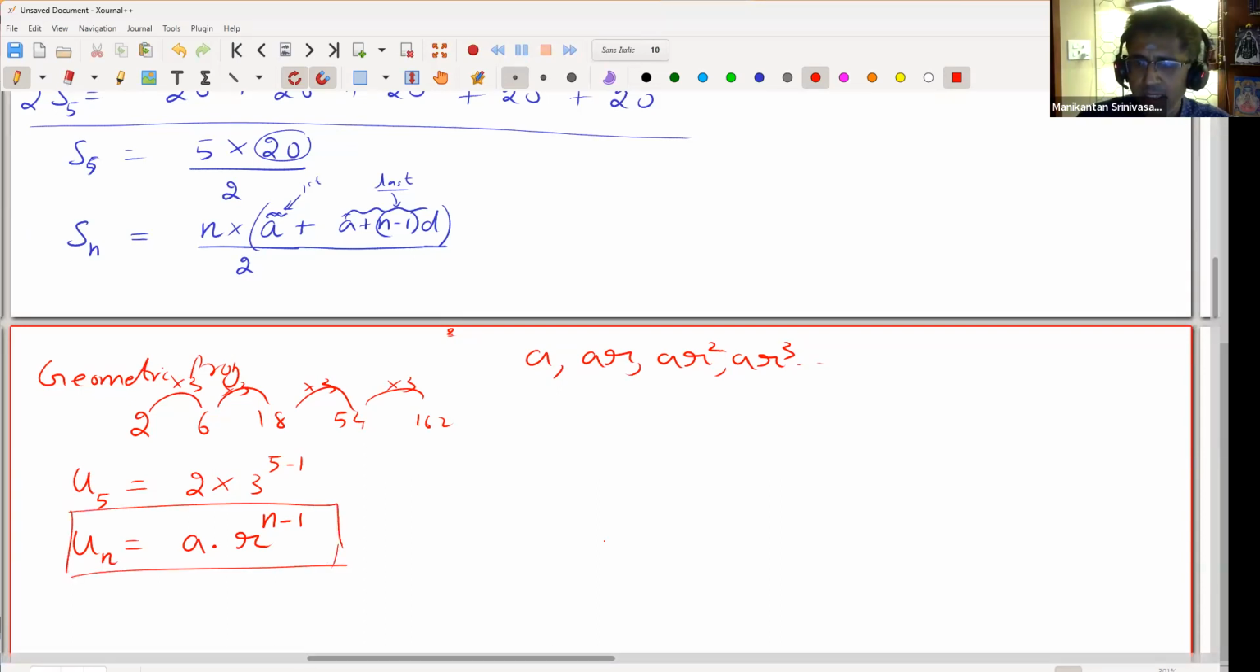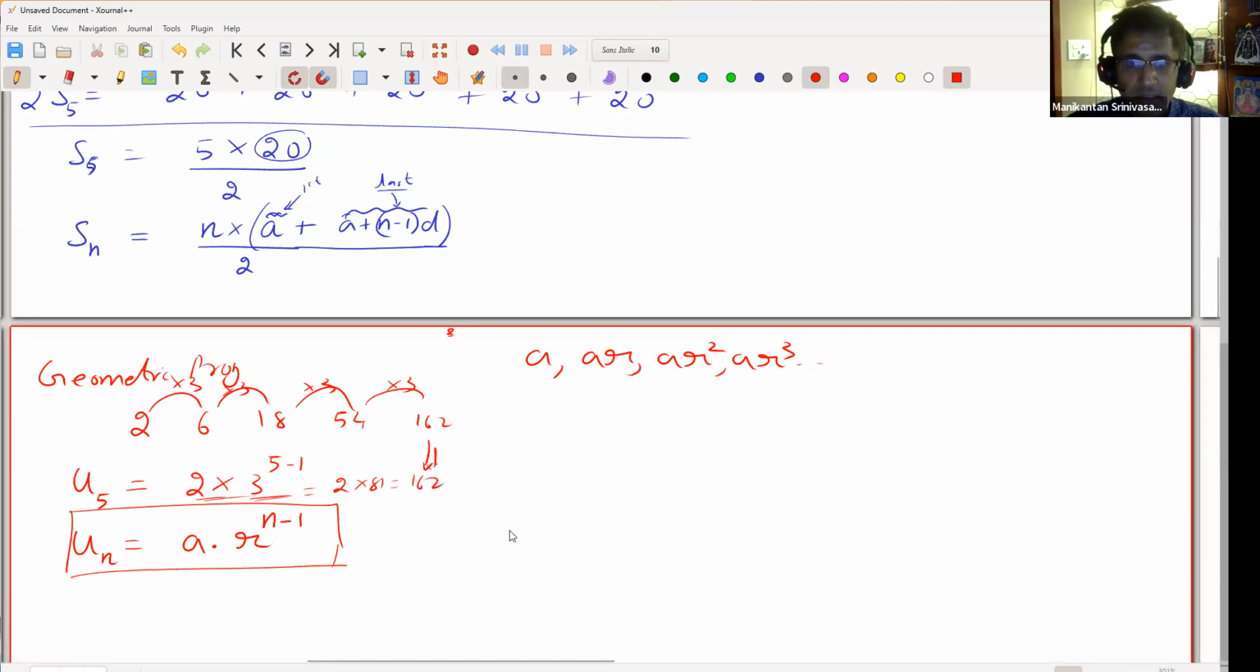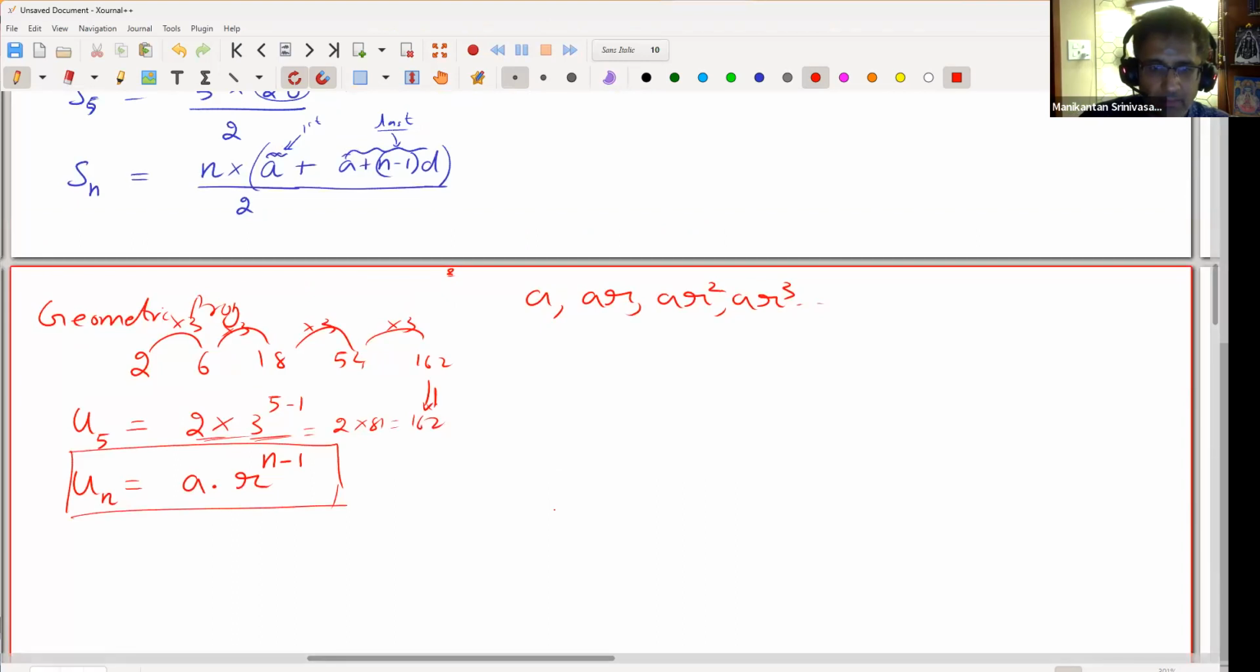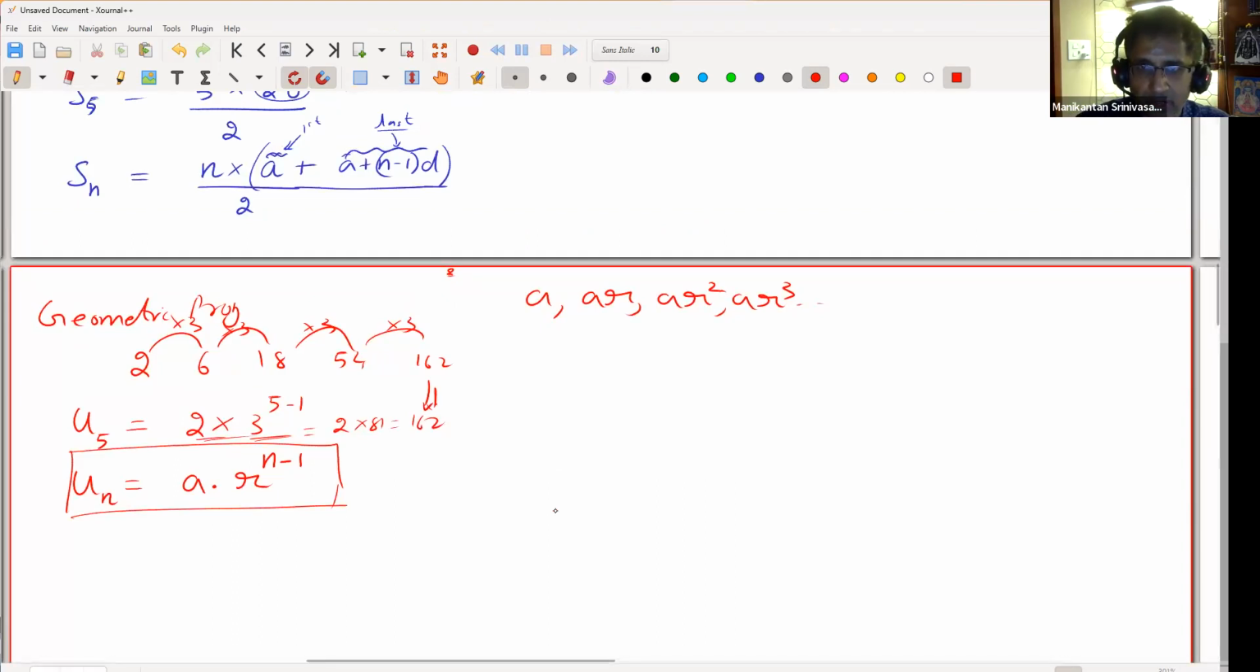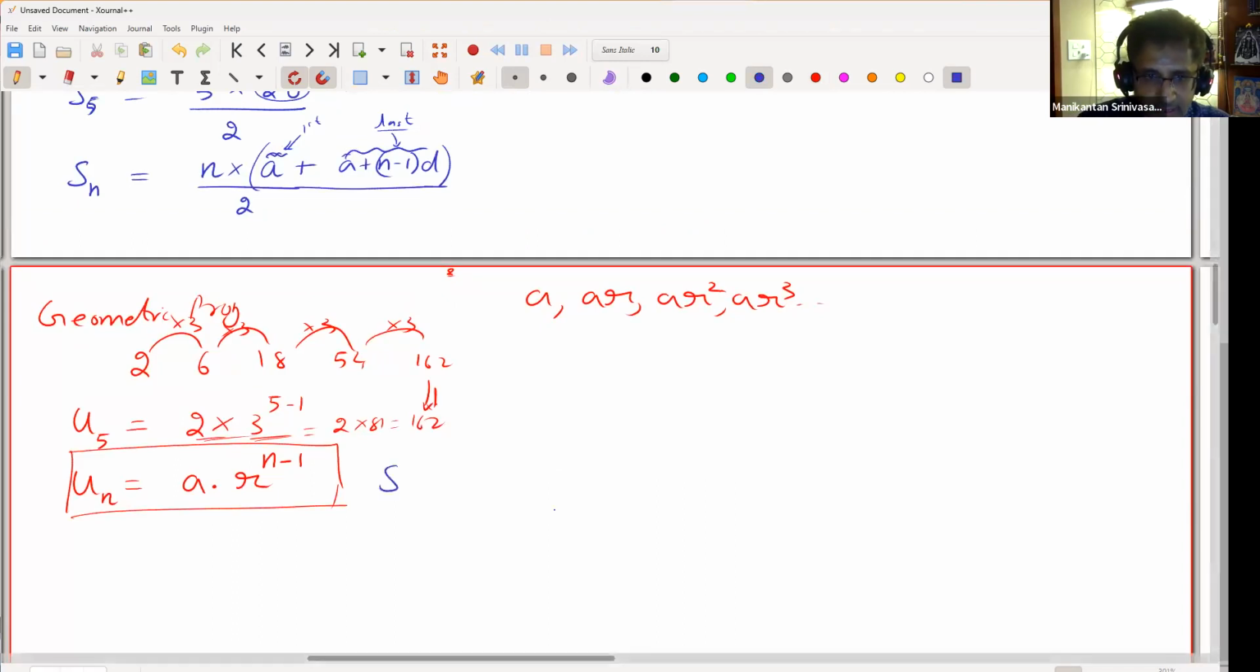Okay, and similarly, we want to find the sum. By the way, let's quickly check. 2 times 81, right? 2 times 3 power 4, indeed 162. So we've validated that this works. Okay, so similar to arithmetic progression, you would want to do the sum of n terms in a geometric progression. How do we do that? So let's say the sum I'm seeking, I'll directly do for Sn.